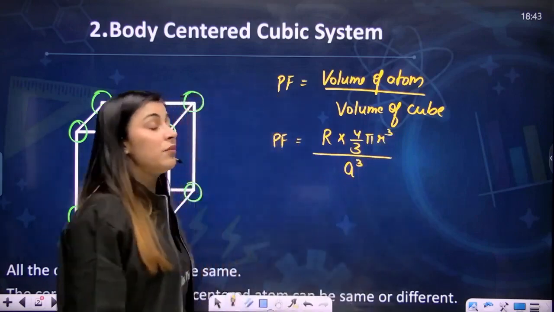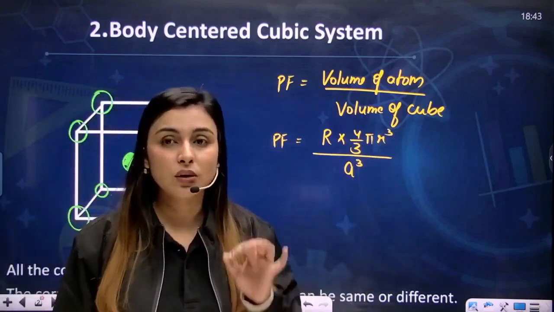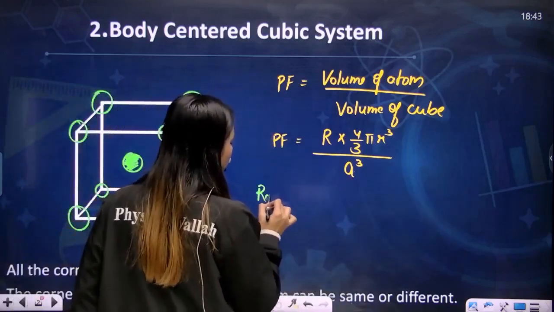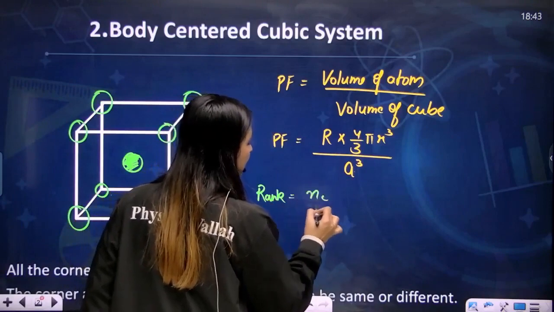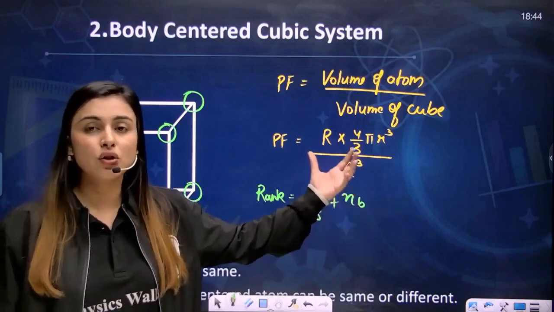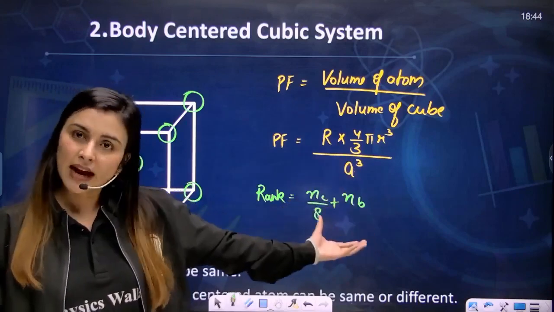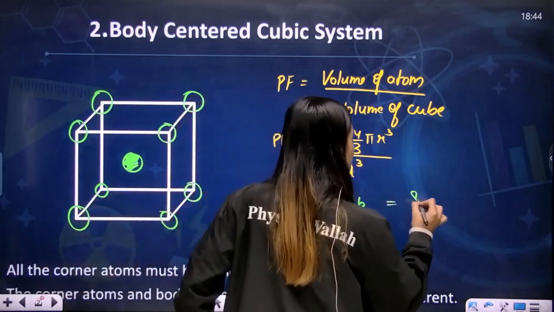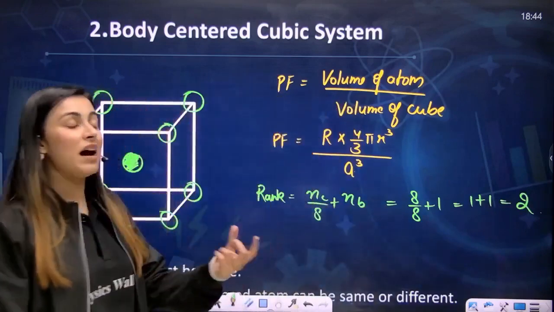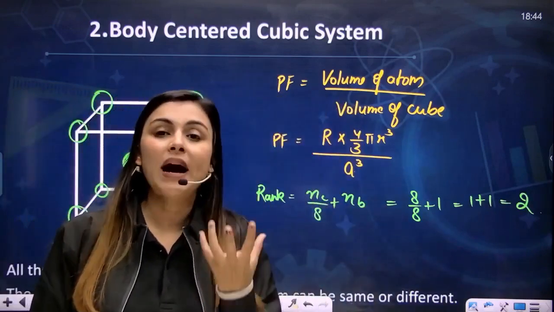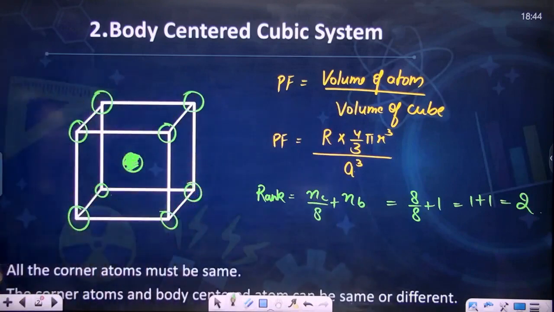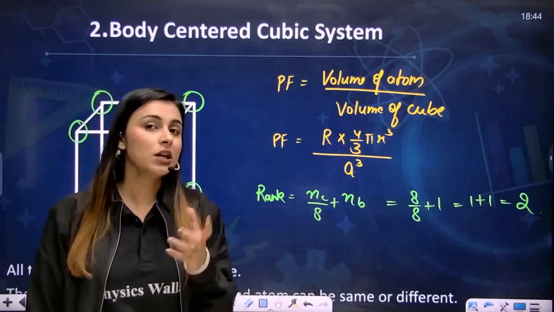Now, the first and the most important thing that we need to calculate is the rank of a body-centered cubic unit cell. The rank for a body-centered cubic system would be NC by 8 plus NB, because it does not have face centered atoms or end centered atoms. So this would be 8 upon 8 plus 1, which is equal to 1 plus 1, which is equal to 2. So you have effectively two atoms present in the cubic crystal system. This is how we calculate the rank of a body centered cubic system.